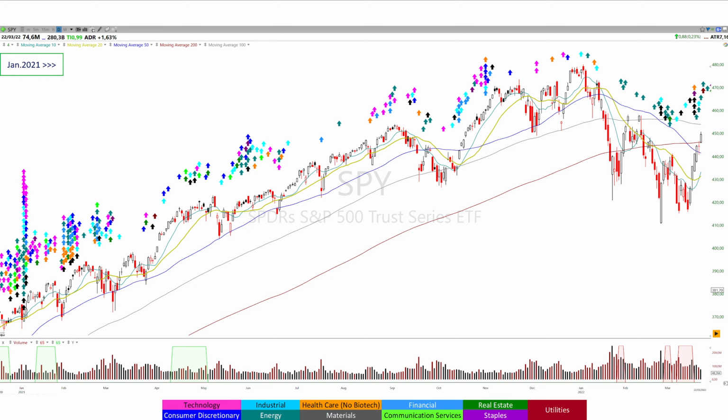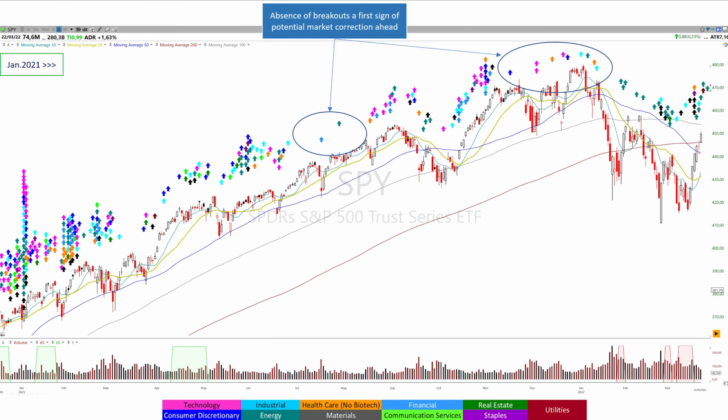Next one, January 2021. So from 2021, here's what we see on the breakouts map and what I highlighted for myself. Again, the absence of breakouts. In this case, it's not so evident. There are more breakouts happening here, but the absence of breakouts is signaling a correction ahead.